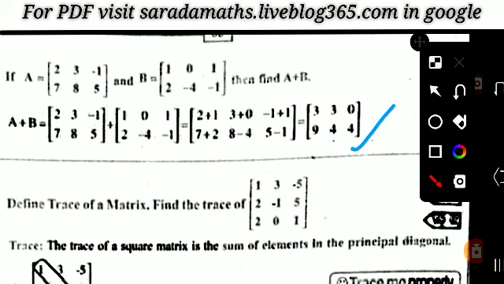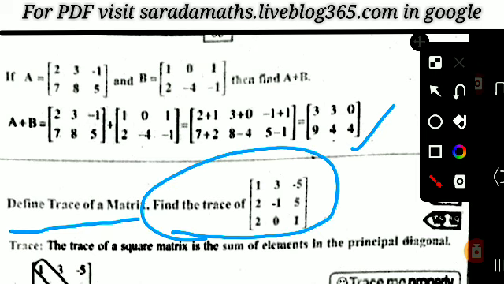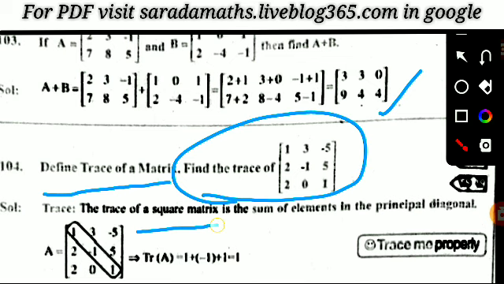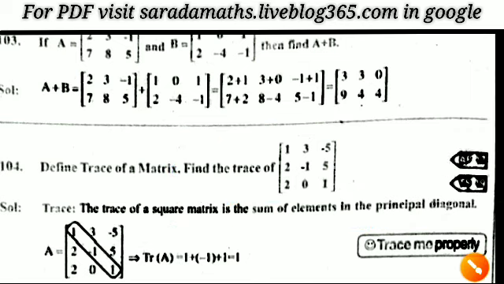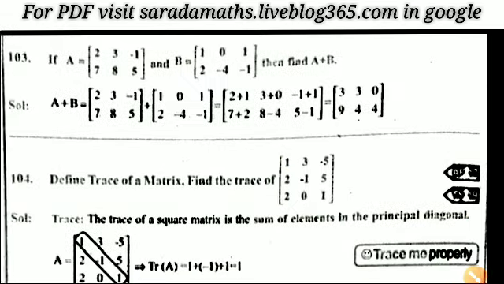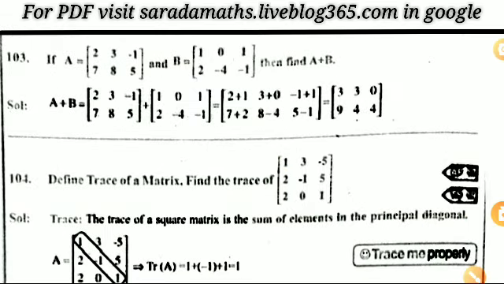Very easy question. Next one, define the trace of the matrix, find the trace of the given matrix. Very important question. This is last year 2021 2 marks question. Define trace of the matrix. What is the trace of the matrix? Trace of the square matrix is nothing but the sum of the elements of the principal diagonal. Just simply I have to add the elements of the diagonal. What is the principal diagonal here? These 3 elements.